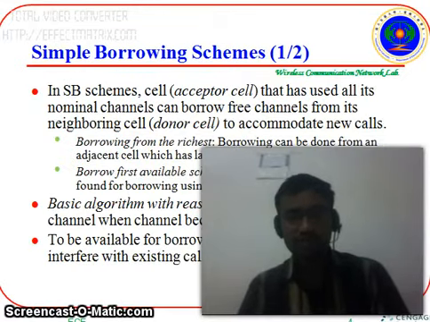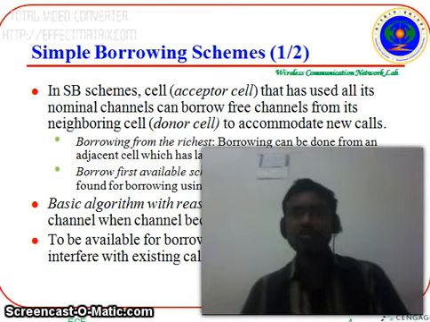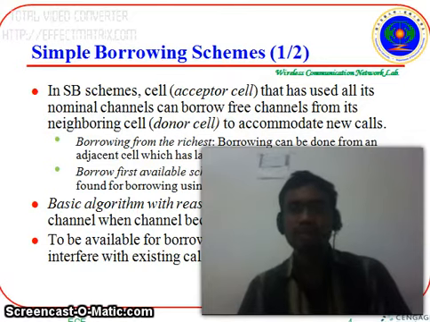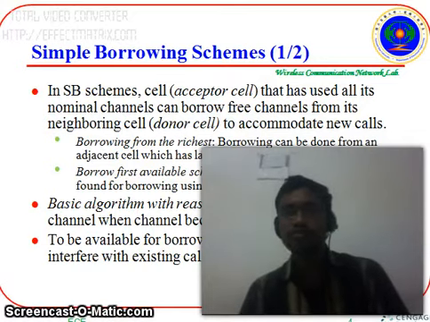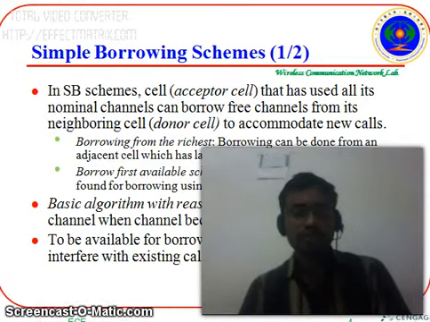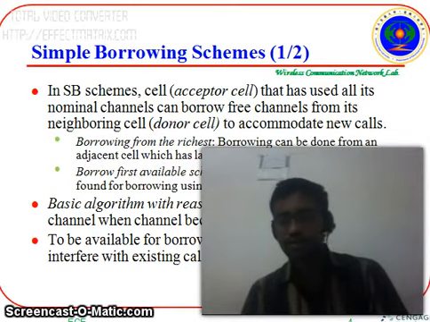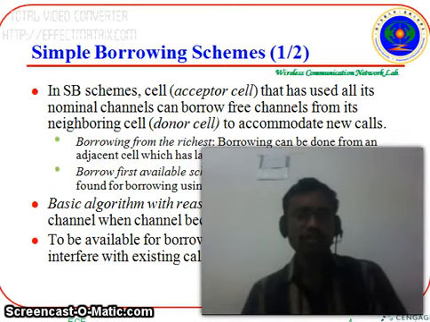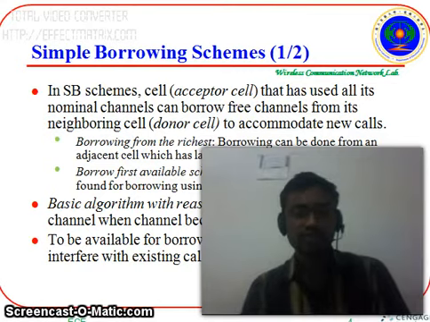Some simple borrowing schemes are also available. SB means simple borrowing. Suppose in a particular cell all the channels are currently in use, so there are no free channels available. In that situation, if a mobile station wants to communicate, wants to transfer its information, the base station has no free channels. So the base station wants to borrow some channels from the neighboring cell. That is the donor cell. Here it is clearly explained: a cell can borrow free channels from its neighbor cell, that is the donor cell, to accommodate new calls.